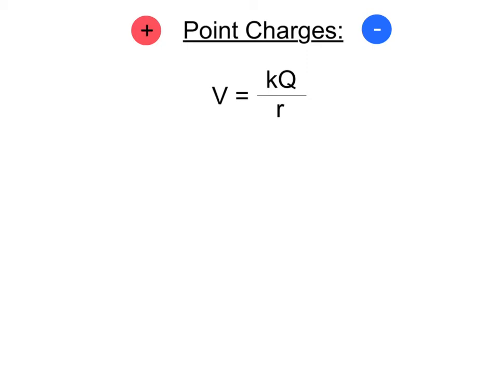Now, in this equation, if we look at this value here, that's the voltage. Whereas the K value here is Coulomb's constant, which if you remember from our previous unit, has a value of 9 times 10 to the ninth power with units of newtons times meters squared per coulomb squared. Q represents the charge that we're dealing with in coulombs, and the R value is just the distance of the center of the charge to the location where we're trying to calculate the voltage.